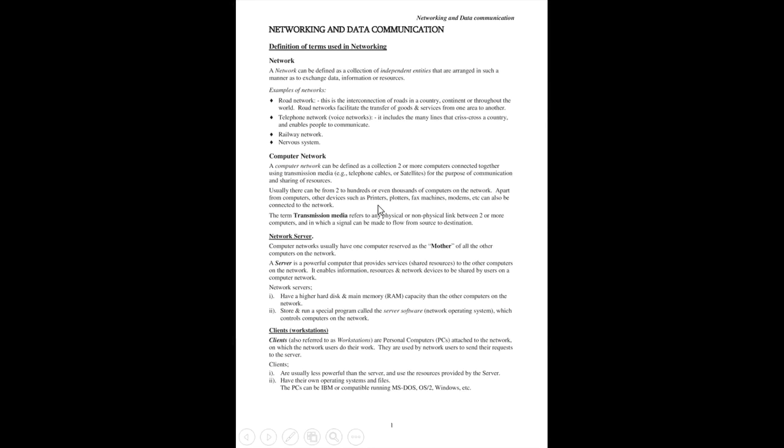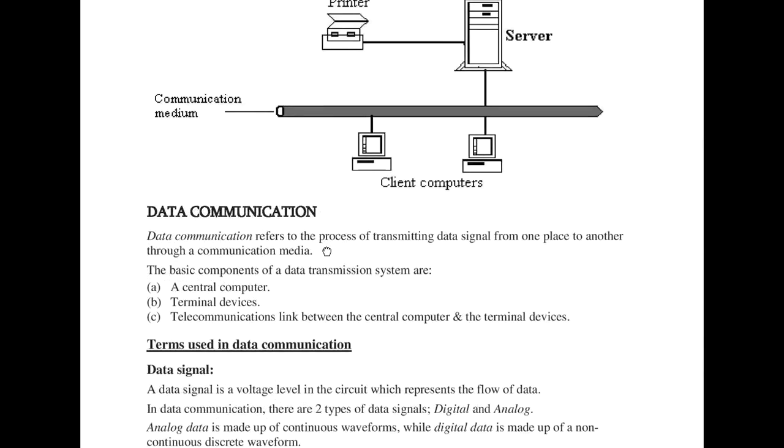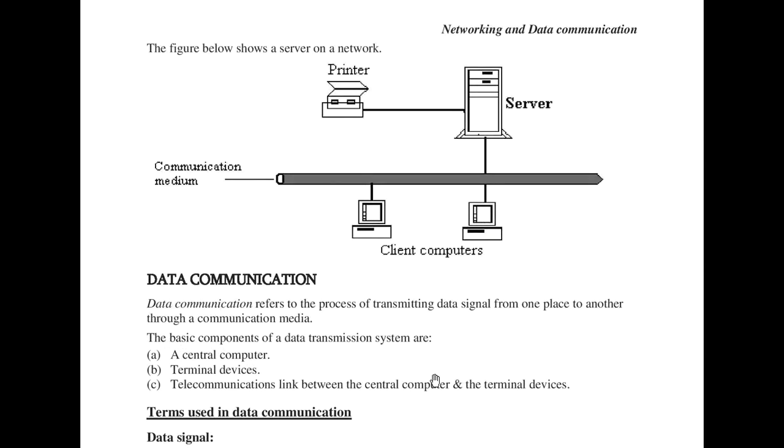So we usually have a server-client model for that case. Then we can also look at data communication. Remember, our topic is networking and data communication, or vice versa. So we have a figure here showing a server, then a communication media, that is a laid down cable, and client computers. You can see the client computers are depending on the cable to access the server. Also, the server is sharing the printer as a resource.